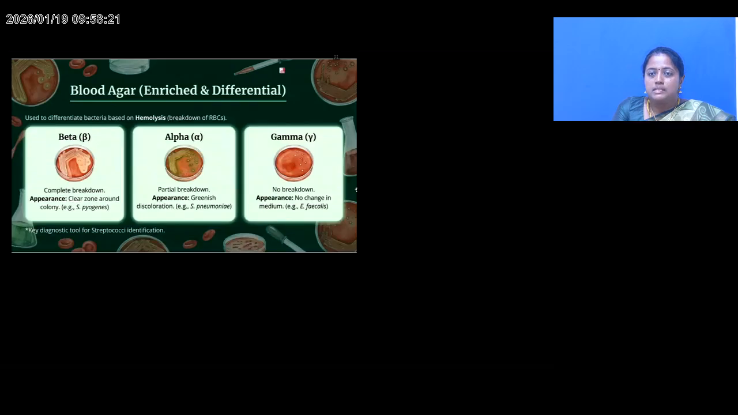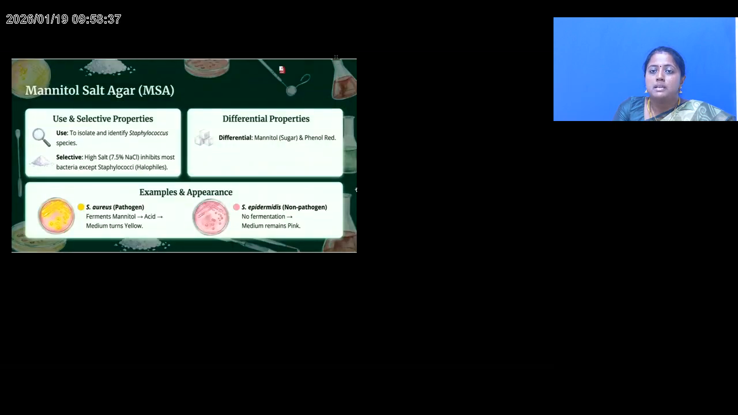Then blood agar is another example, on which we can differentiate beta, alpha and gamma hemolytic bacteria. An example for this is Bacillus subtilis. Staphylococcus identification can also be done by this, and mannitol salt agar is used to isolate and identify Staphylococcus species. By using this, pathogenic Staphylococcus and Staphylococcus epidermidis, which is non-pathogenic, can be isolated.